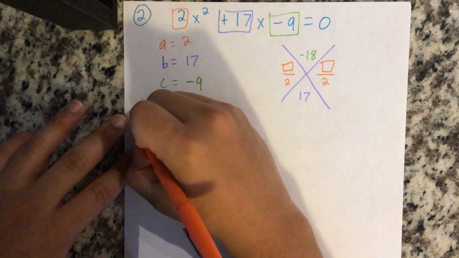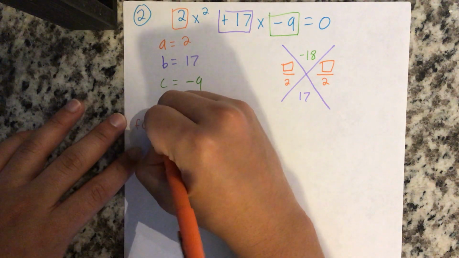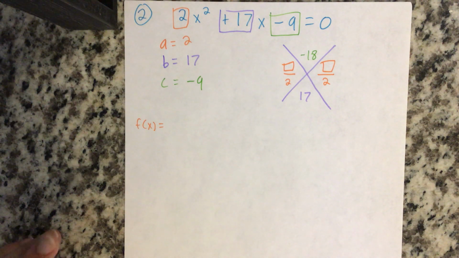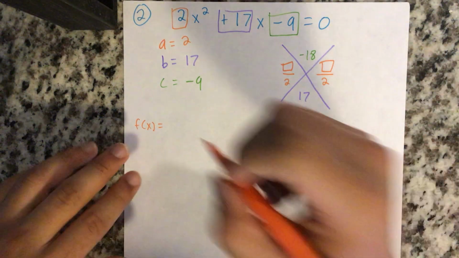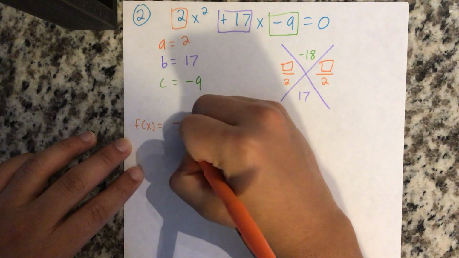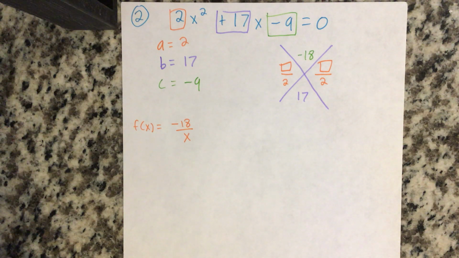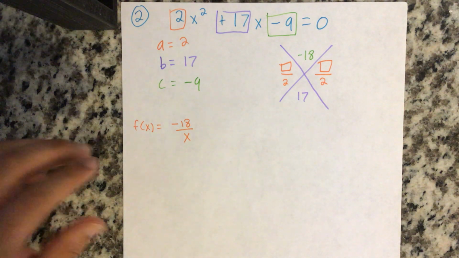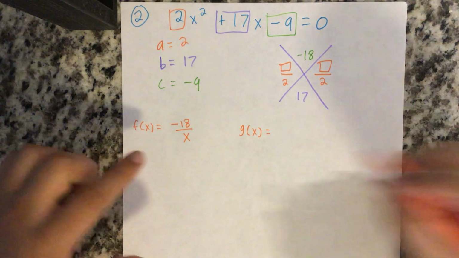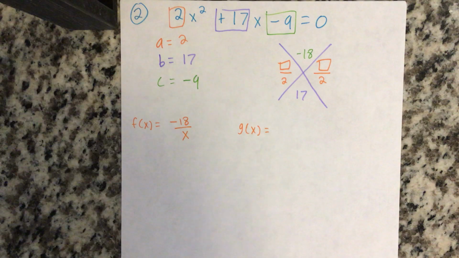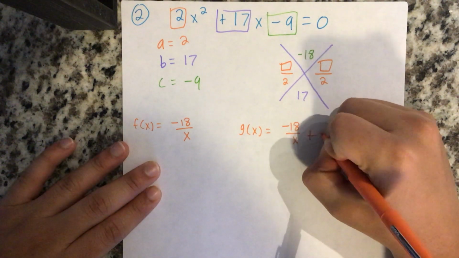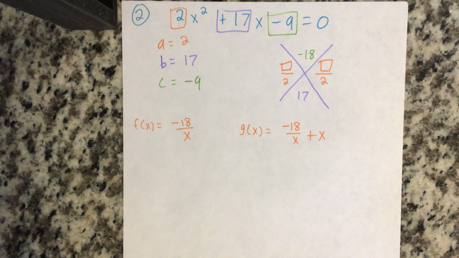So the first equation, f of x. So f of x equals, remember, a times c over x. So a times c is right here. So I just plug that in. So I get negative 18 over x. Then I find my second equation, which is g of x, which is just the same thing, except I add the plus x. So then I get negative 18 over x plus x. Easy.